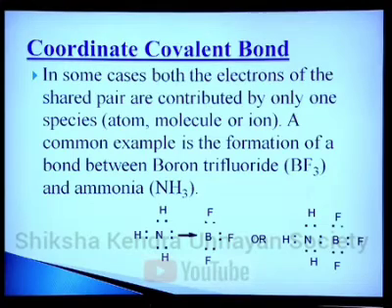Such a bond is called covalent bond, and the compounds so obtained are called covalent compounds. Now, another category of bonds is coordinate covalent bond. In some cases, both the electrons of the shared pair are contributed by only one species, atom, molecule or ion. A common example is the formation of a bond between boron trifluoride BF3 and ammonia.